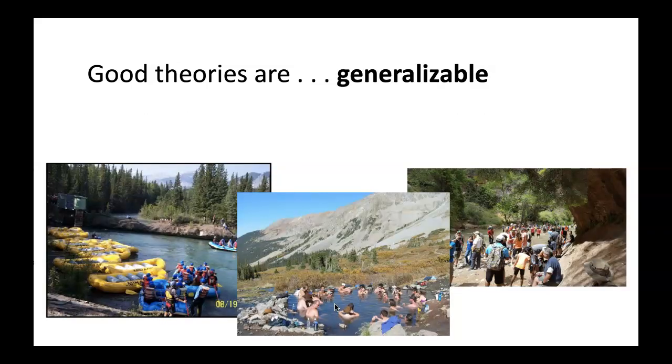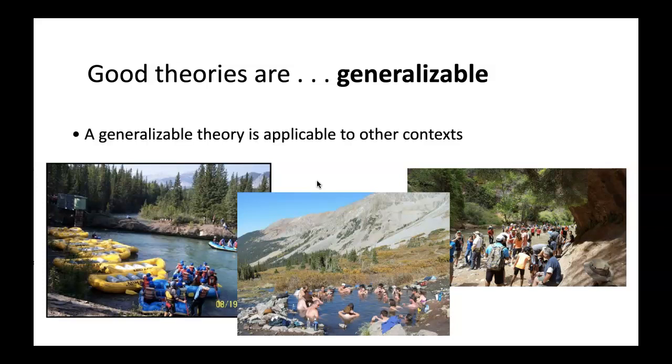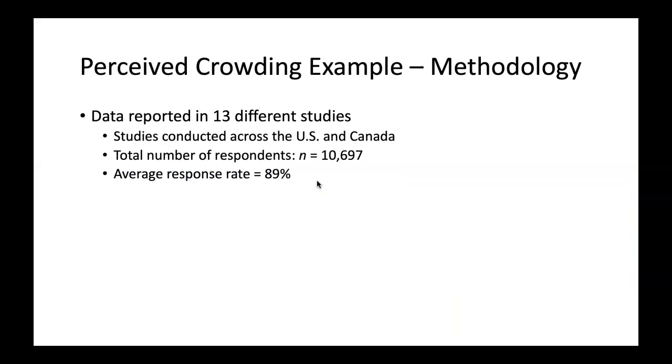Okay, so good theories are generalizable. Remember, they're applicable to all kinds of contexts. This encounter norm theory is going to apply to river rafting. It's going to apply to hot springs. It's going to apply to beaches. It will apply to all different kinds of outdoor recreation contexts. And we'll see in a second that it actually does, that empirical, observable data show that. Again, applicable to other contexts.